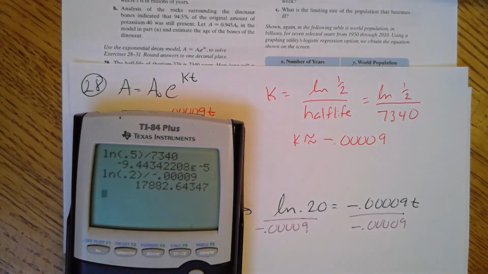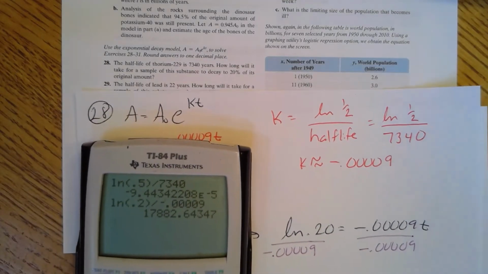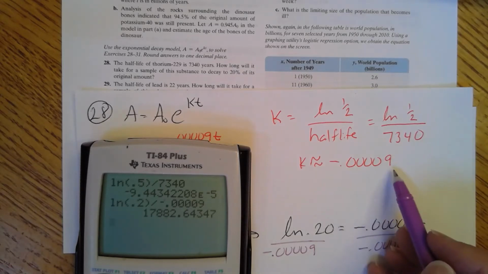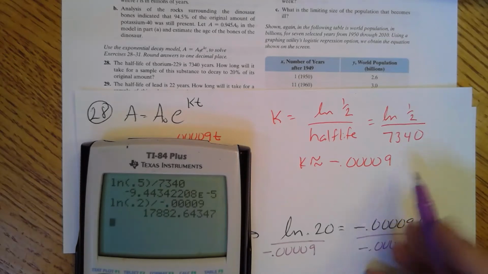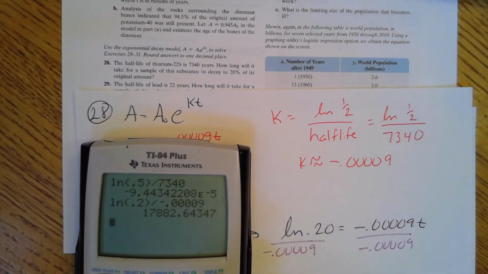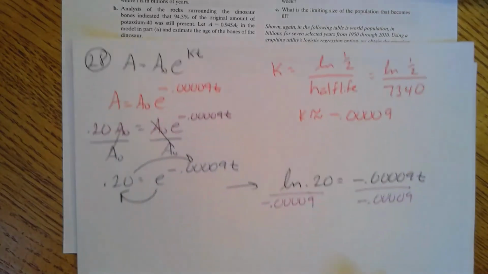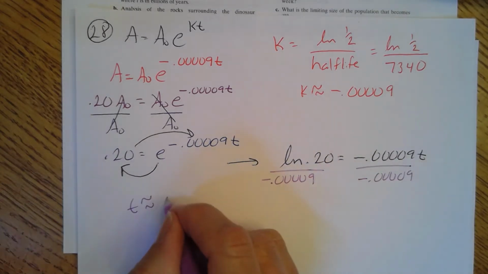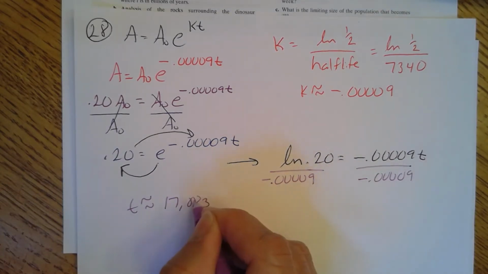So we end up with that. It'd take about 17,882 years. Again, it all depends on how far you go out on your decimal. Sometimes it'll be a little bit different in the answer. So just know that on the test, I want you to go out to, say, 3 decimal places past all the zeros. So that would be 0.000 409 and then your 44. This is going to look different than the answer because of where we go on our k. So t would be approximately 17,883 years.